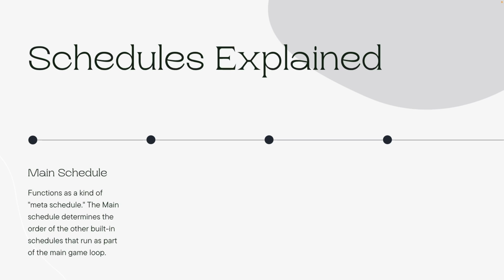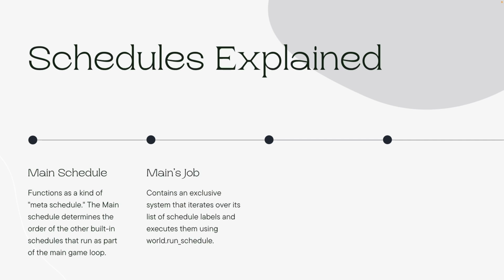The main schedule contains an exclusive system that iterates over its list of schedule labels and executes them using world.run_schedule. As such, the main schedule determines the order of the other built-in schedules that run as part of the main game loop. So what systems are in main? Just the one exclusive system. So how do we use main?